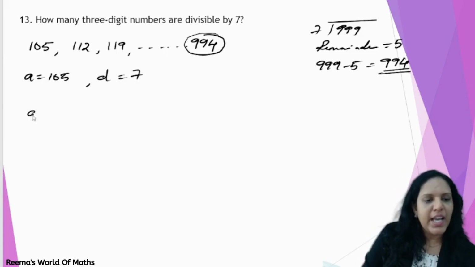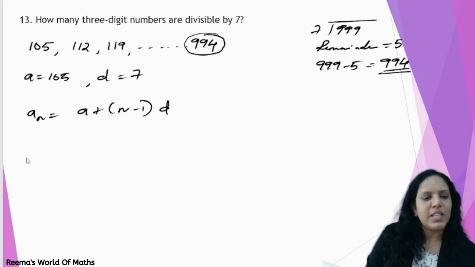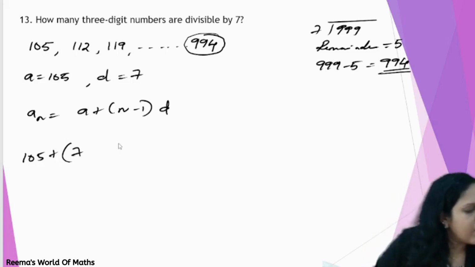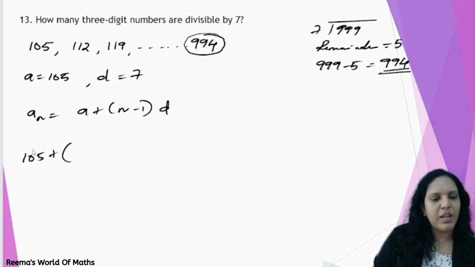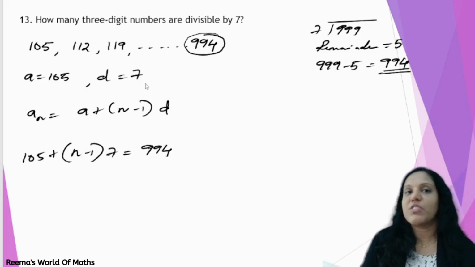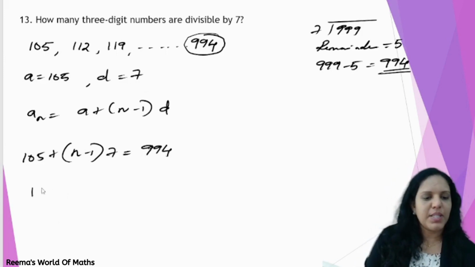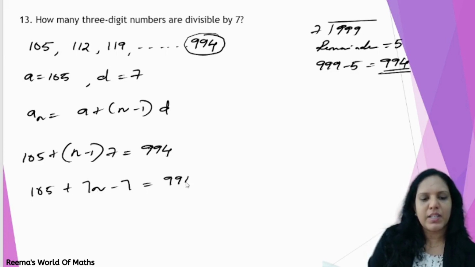So for any an, we can say a plus n minus 1 into d. Here a equals 105 plus n minus 1, times 7. We don't know the value of n. So that will be 105 plus n minus 1 into the common difference 7, which equals 994. For this we need the divisibility rules of 7, which we already studied in lower classes. So that is 105 plus 7n minus 7 equals 994.